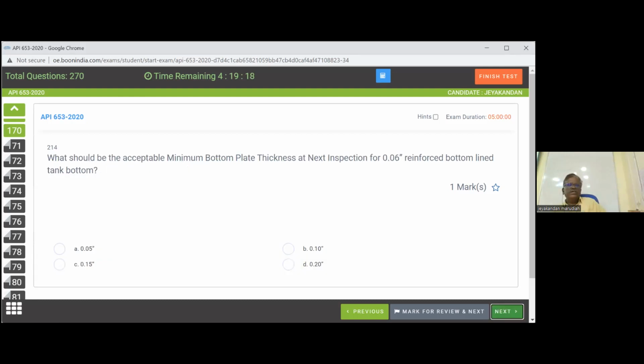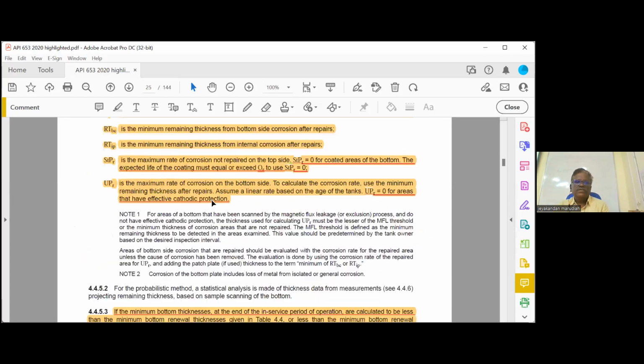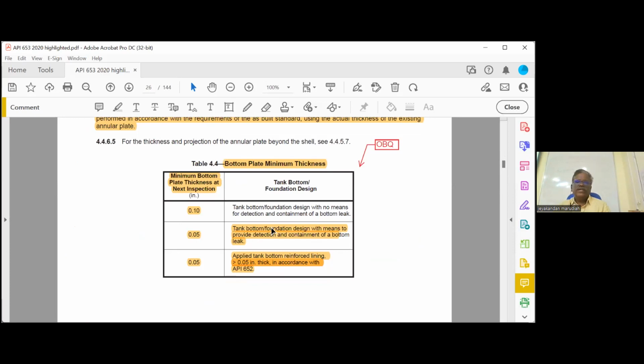Okay. Right. What should be the acceptable minimum bottom thickness at next inspection for a 0.06 inch reinforced bottom lined tank? So what is meant by 0.06 inch reinforced? We have to refer to this table. Tank bottom reinforced lining greater than 0.05. What is the minimum thickness? 0.05 inch. Okay, you have to refer to this one and answer. If it is greater than 0.05, the record is 0.04. We have here 0.06, so the answer is 0.05.